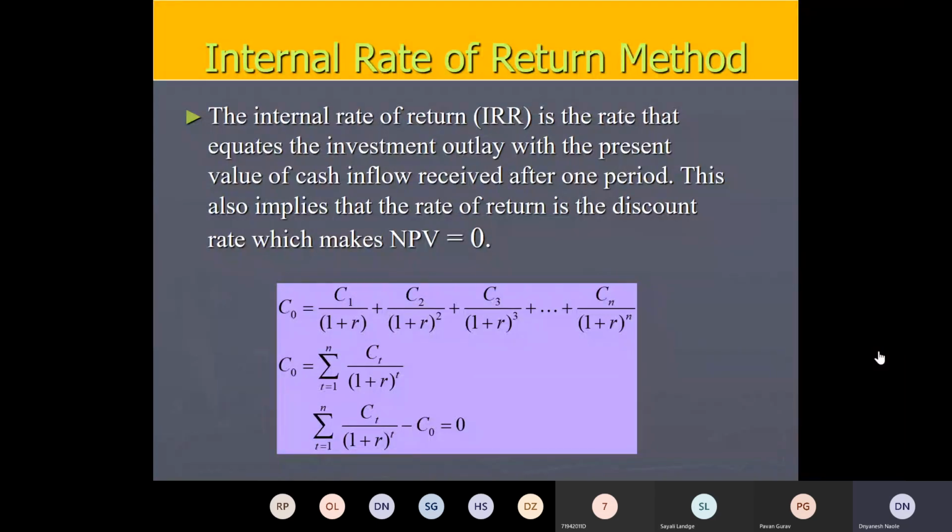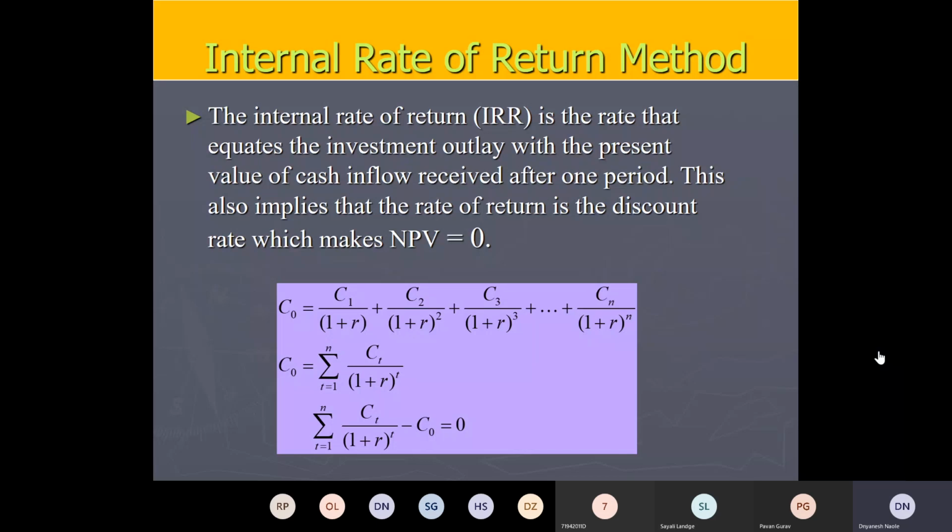So the internal rate of return is the rate that equates the investment outlay with the present value of cash inflow received after one period. The meaning of this is we are trying to find that discounting rate which is going to equate the present value of all the future cash inflows which we are going to generate on the project investment to the present value of cash outflow.